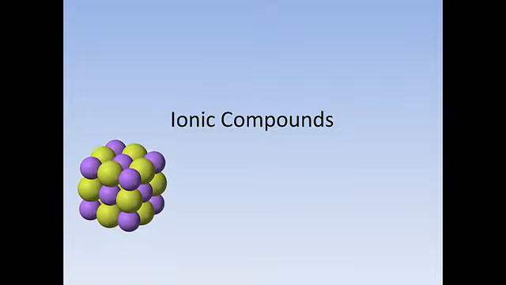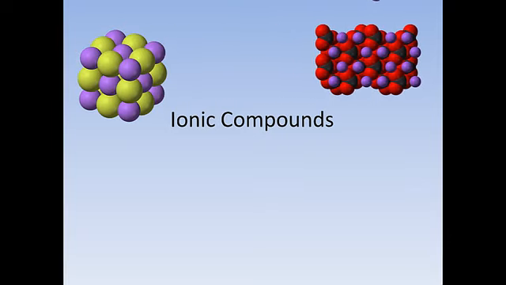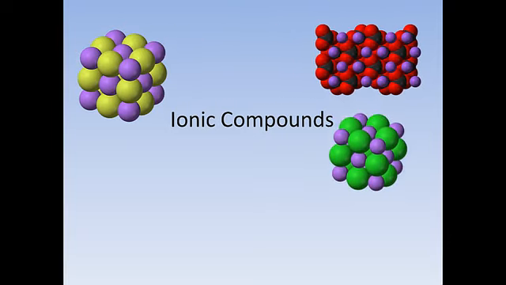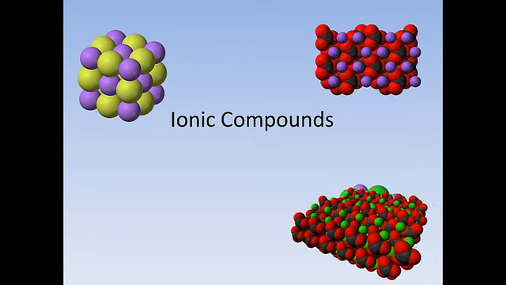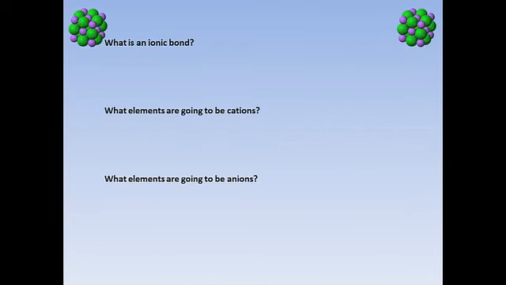In the last video, you reviewed information about valence electrons. In this video, you will learn how these valence electrons are exchanged in order for ionic bonds to form. What is an ionic bond?